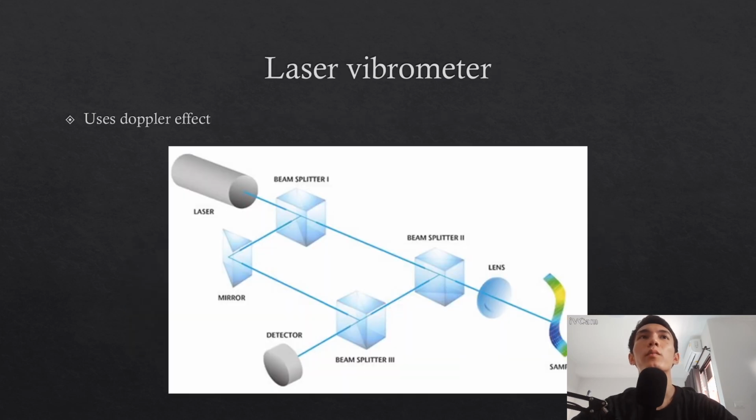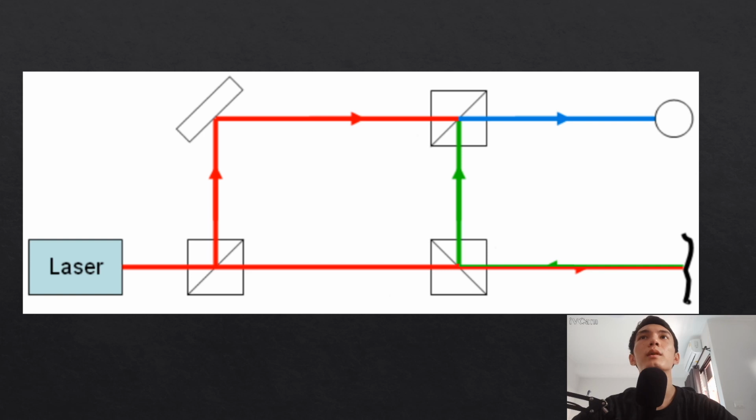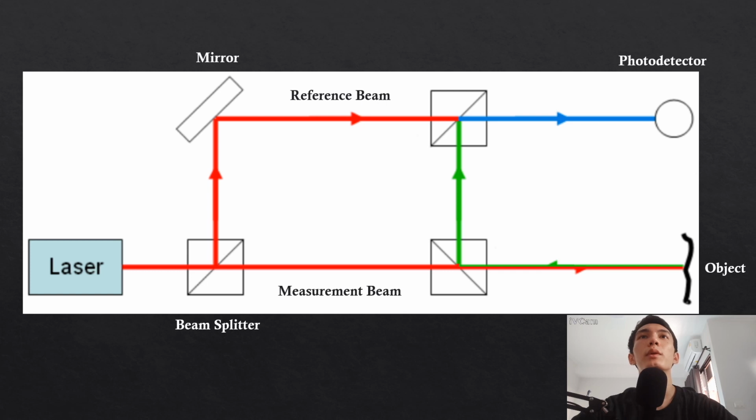A laser vibrometer uses the Doppler effect to determine the vibration of an object. This is a diagram of a laser vibrometer. We have an object, a photodetector, a beam splitter, and a mirror. As we shoot, the laser will hit the beam splitter and be split into two parts. The first one is the reference beam. The second one is the measurement beam.